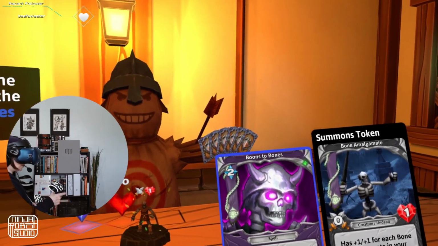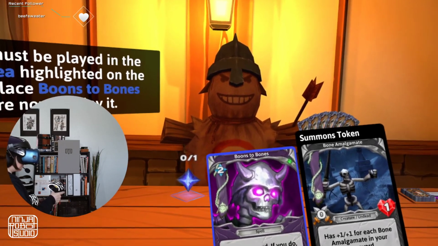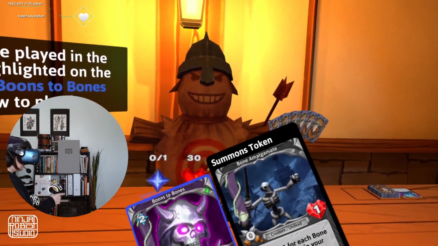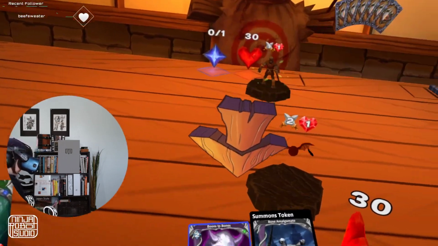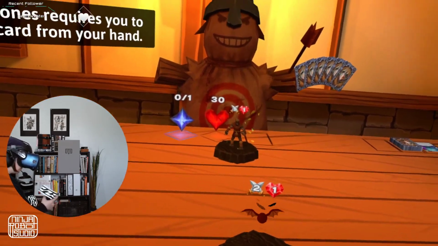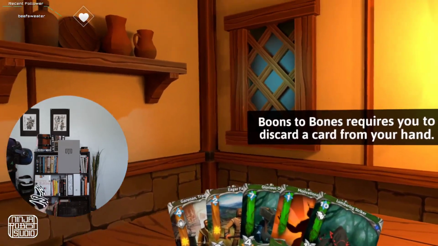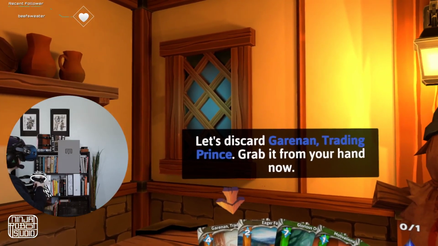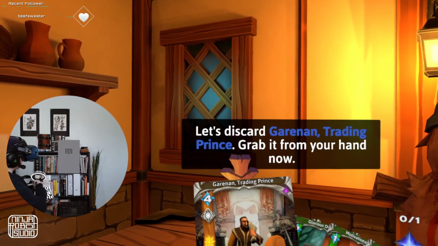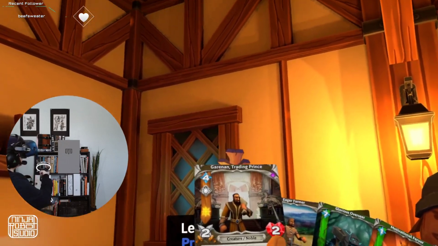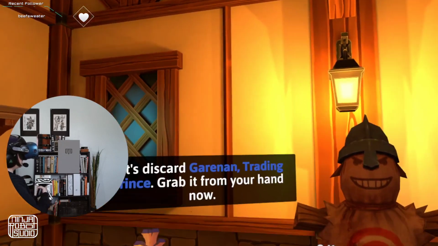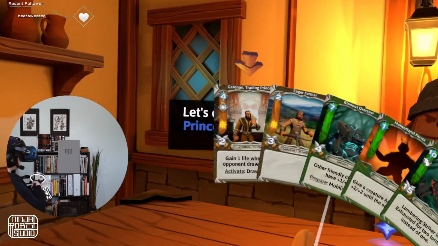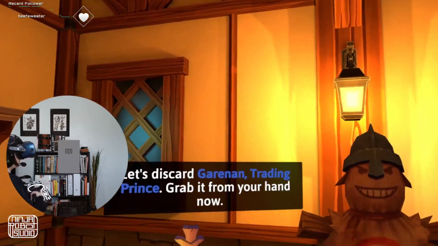Because it's telling me I have to discard a card. Boon to Bones requires you discard a card from your hand. Let's discard Garanin Trading Prince. Grab it from your hand now. It's not explaining to me why I want to discard this one, because this one seems like a good card. Why would I want to discard it?